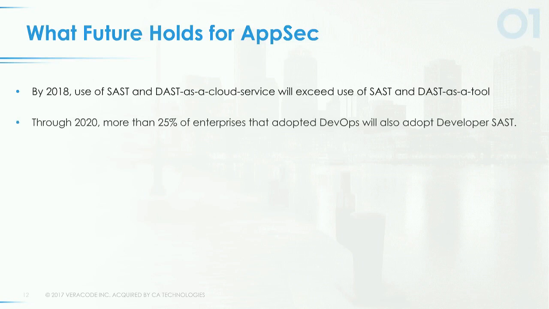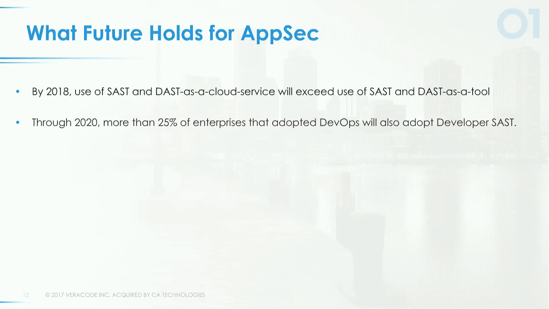Another prediction, we believe that through 2020, more than a quarter of enterprises that adopt DevOps will also adopt developer static analysis. Well, it is pretty obvious, I believe, developers and DevOps specialists need continuous development and testing of increments of any size, smallest, larger, largest, and so to the end. And developer SAST, along with team SAST, gives you the opportunity to deploy your application security continuously through the lifecycle with a turnaround time measured in seconds and minutes. This is going to happen definitely.